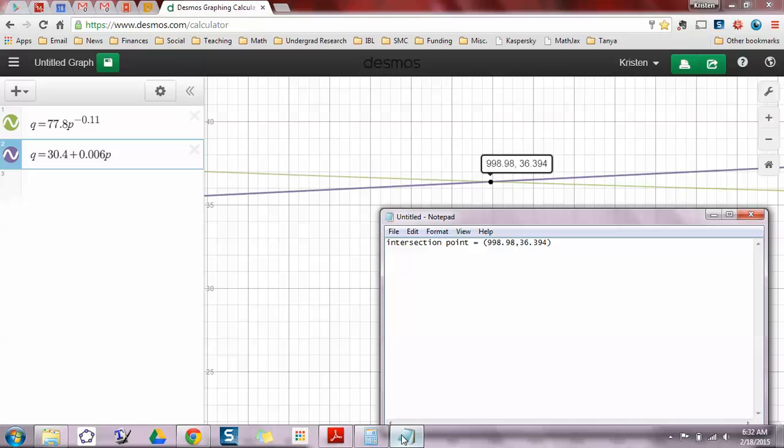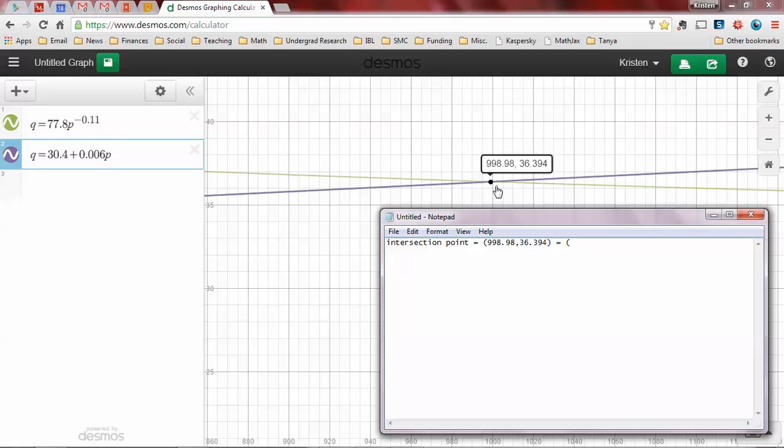36.394. And what are each of these coordinates? Remember, the first coordinate corresponds to whatever's on the horizontal axis, right? And that's going to be P, and the vertical axis will be Q. And how do I know that? Well, these equations are given in terms of p.